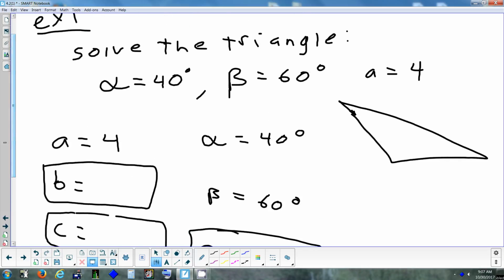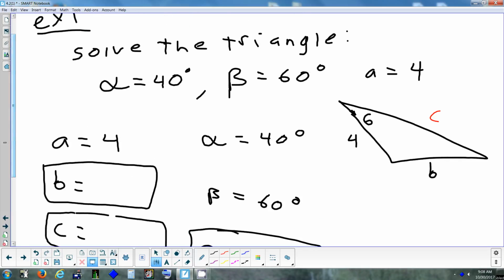Mason, does it matter where I put A, B, and C? No, there's no restriction on where I put A, B, and C. I put them anywhere I want. But now you have to put the angles in certain spots. Once you've decided where to put the sides, the angles go across from the appropriate side. So A, I'm going to make that 4. B, I don't know. C, I don't know.